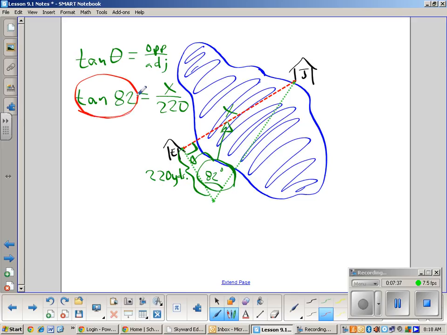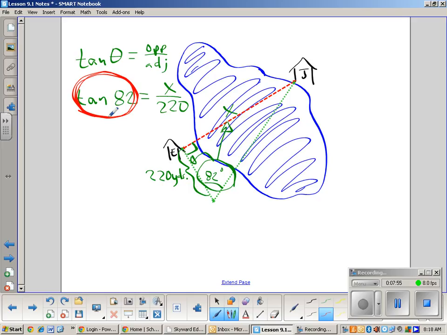Circle it if you want. Put it around parentheses if you want. That is a number. Okay? It's one number. It's not two numbers. It's not two different quantities. It's one number.